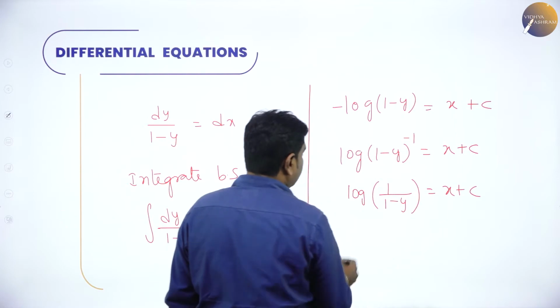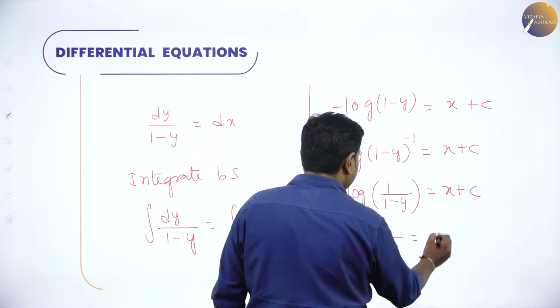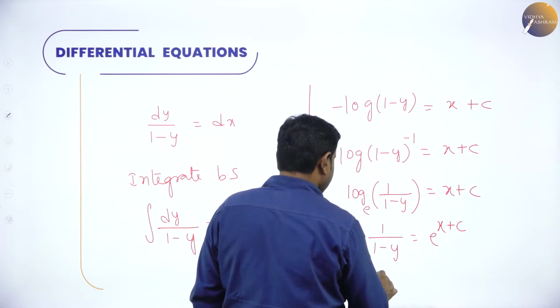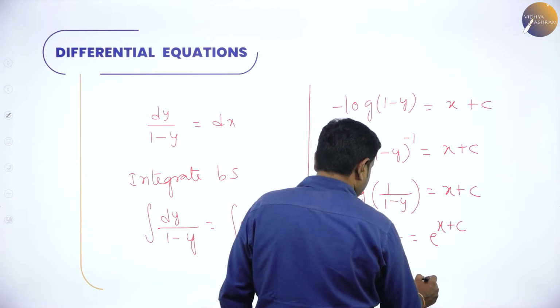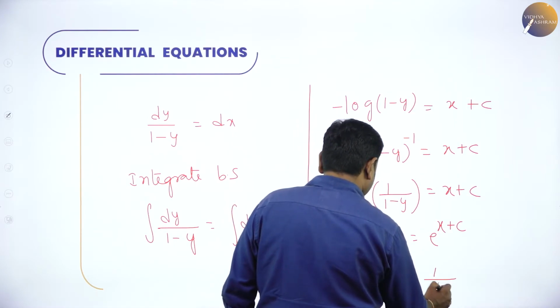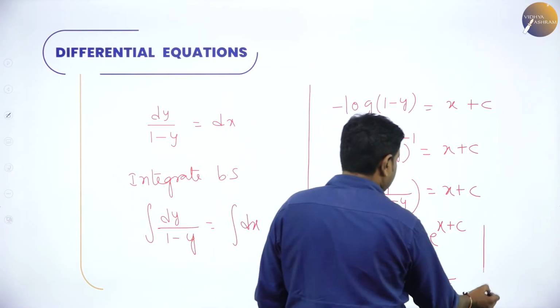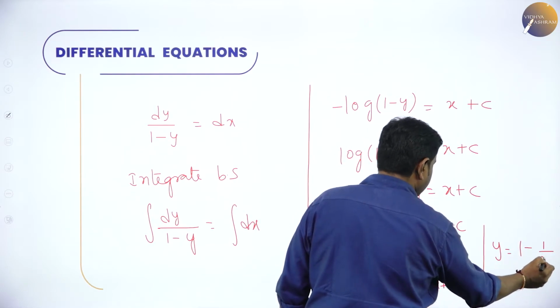Now take e power on both sides. This is log e, transfer that side. So 1 by 1 minus y is e power x plus c. Or rearrange: 1 minus y is equal to 1 by e power x plus c, and you can make y the subject. y is equal to 1 minus 1 by e power x plus c.